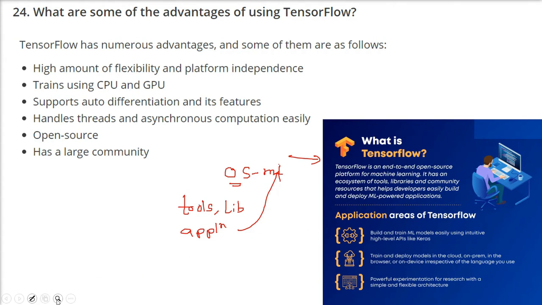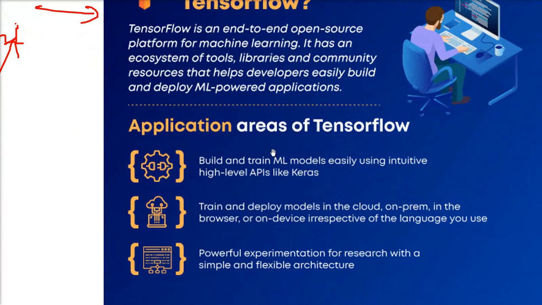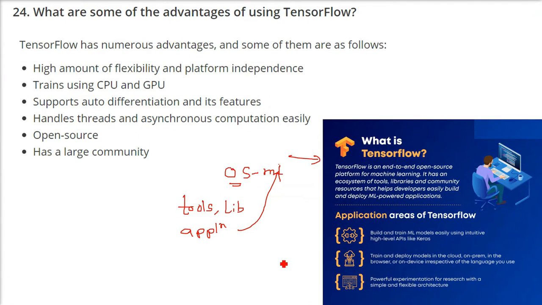So what are the application areas of TensorFlow? You can build and train machine learning models easily using very basic or intuitive high level APIs, like you can use Keras, which is the wrapper around TensorFlow. You can train and deploy models in the cloud, on-prem, in the browser, or in device, irrespective of the language you use, and quite powerful experimentation, especially for research, with a simple and very flexible architecture of TensorFlow.